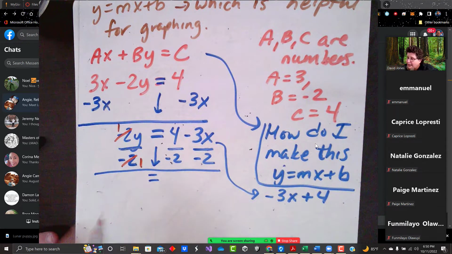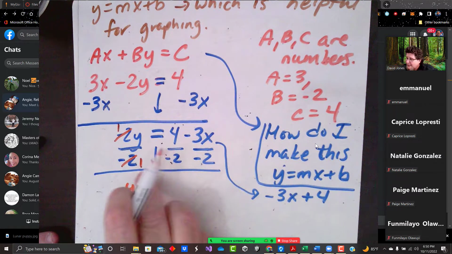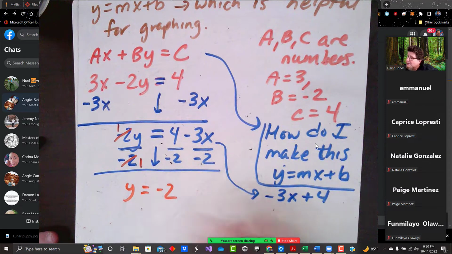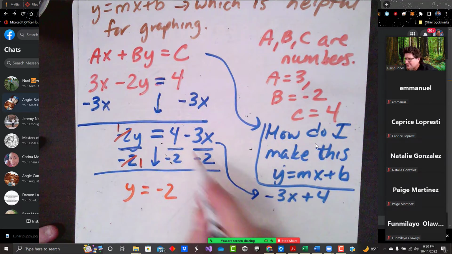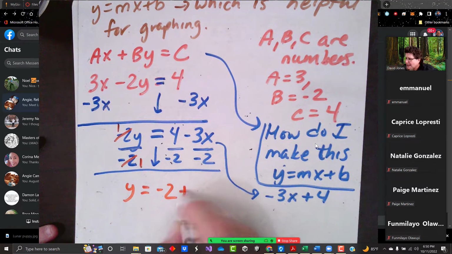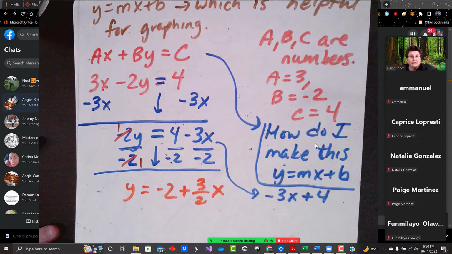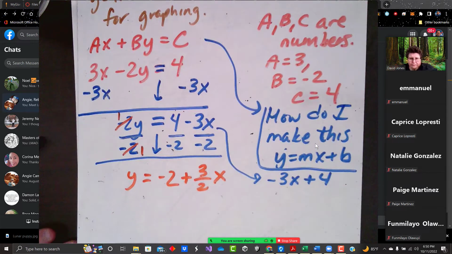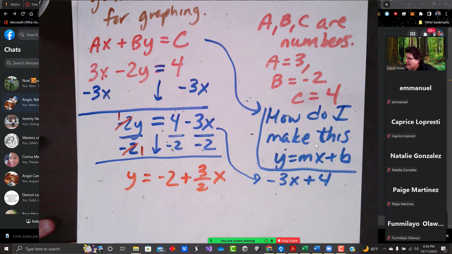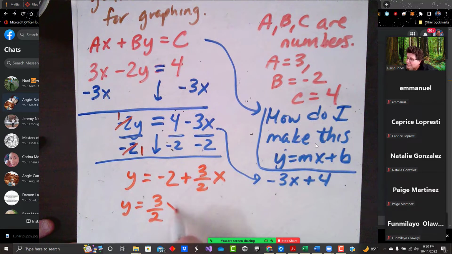So that'll leave a y on the left side. 4 divided by -2 is -2. And -3 divided by -2, I can't really simplify that other than I've got two negatives. I can make two negatives into a positive, and I can write this as 3/2 x. And just like I was saying, I can change the order here. I can say this is 3/2 x minus 2.